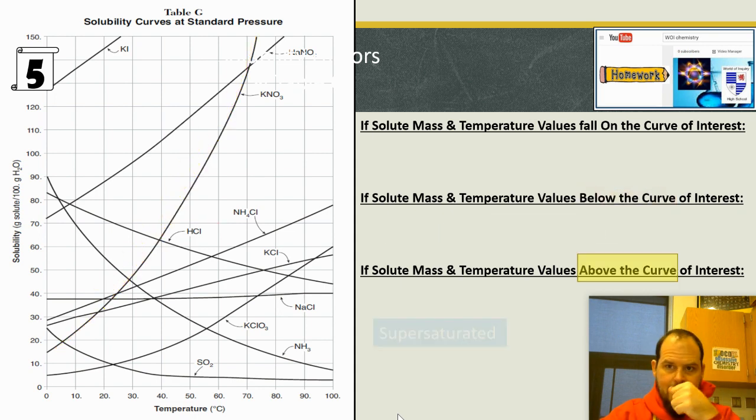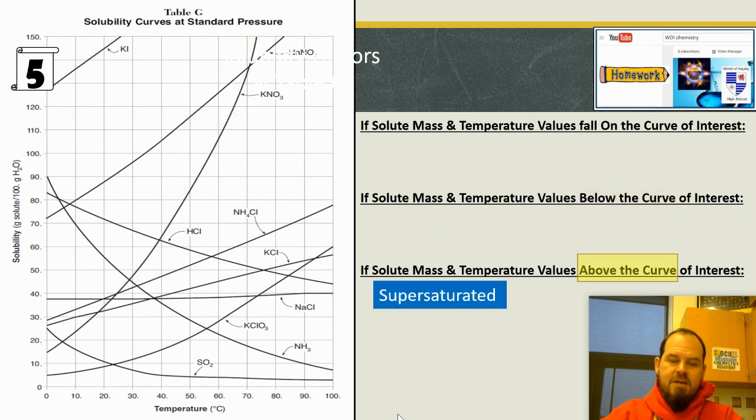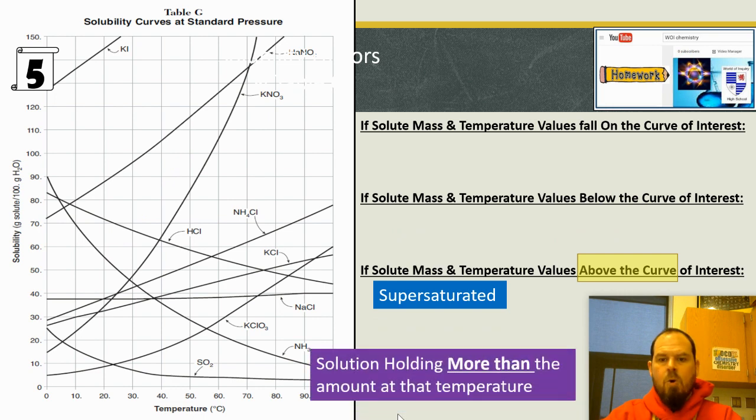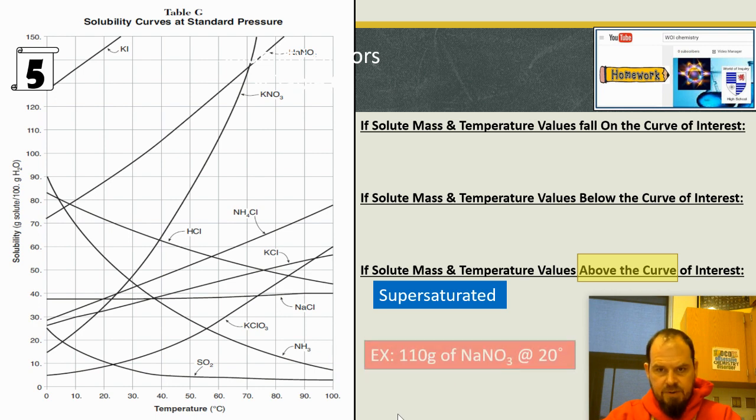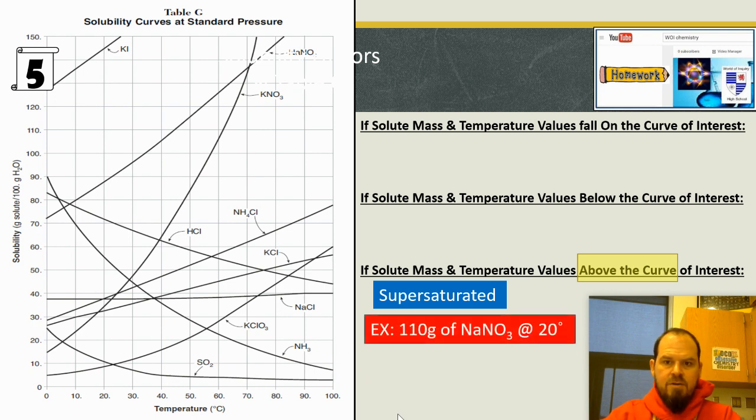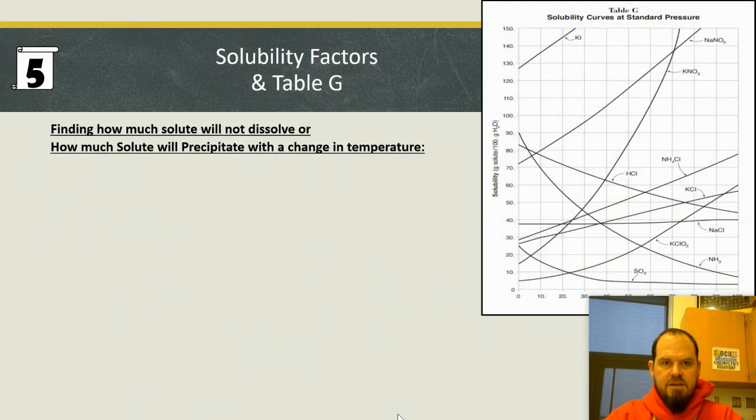Next one is then above the line. So above the curve, by definition, is supersaturated, meaning it's holding more at that temperature than it should be able to. So let's do an example so you can see. NaNO3, 20 degrees, 110 grams. Find NaNO3. There he is. Then I'm going to intersect 110 grams and 20 degrees. Notice now I am above the line on the curve. So that is supersaturated. How you guys feeling? Okay, first set is done.